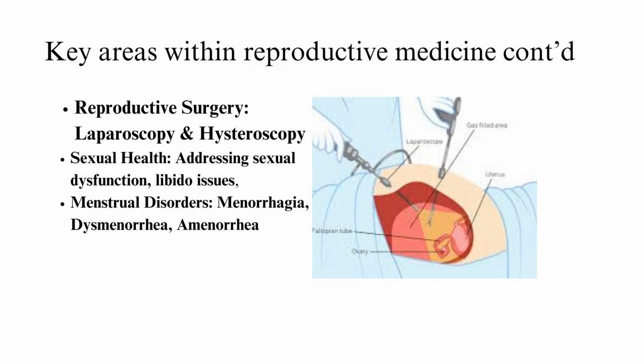These may include laparoscopy for ovarian cysts, tubal blockages, or endometriosis, hysteroscopy for uterine problems, and microsurgery to treat male infertility. Seventh, sexual health, addressing sexual dysfunction, libido issues, and other aspects of reproductive and sexual health that may impact fertility or quality of life. Eighth, menstrual disorders, treatment of abnormal menstrual cycles, heavy bleeding, and conditions like dysmenorrhea, painful periods, and amenorrhea, absence of periods.